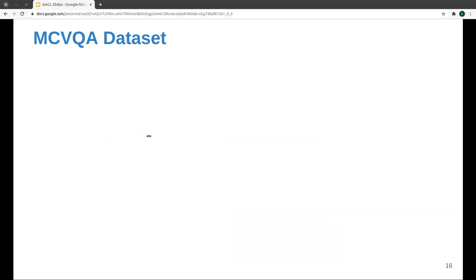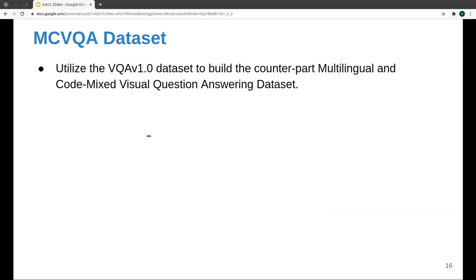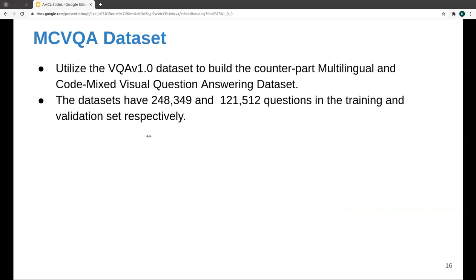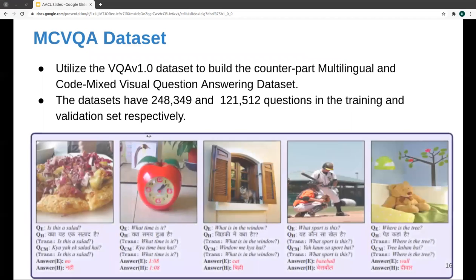To create the MCVQA dataset, the created MCVQA dataset has around 248K and 121K Hindi and code mix questions in the training and validation set respectively. Here are some examples from our developed MCVQA dataset.